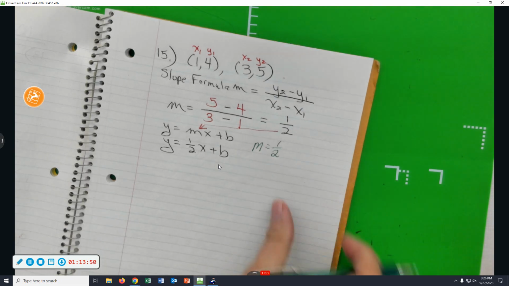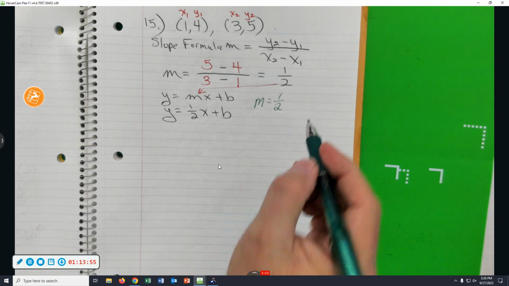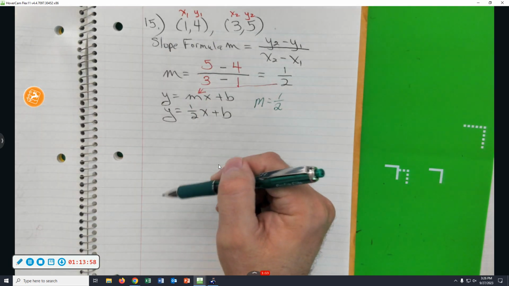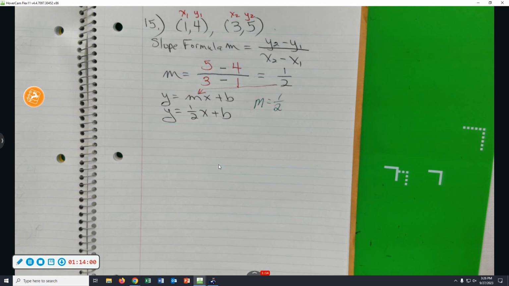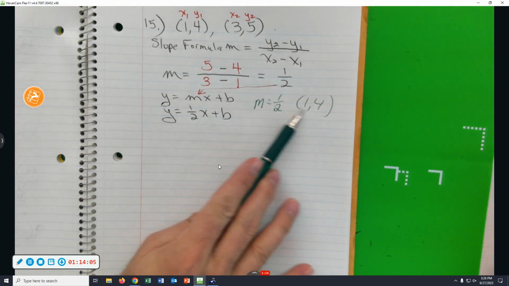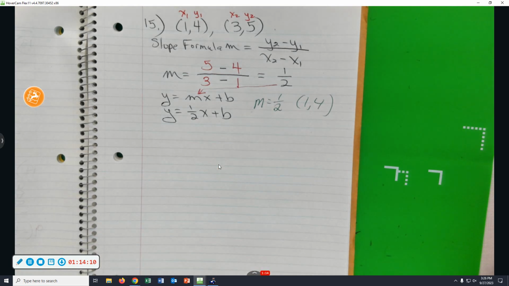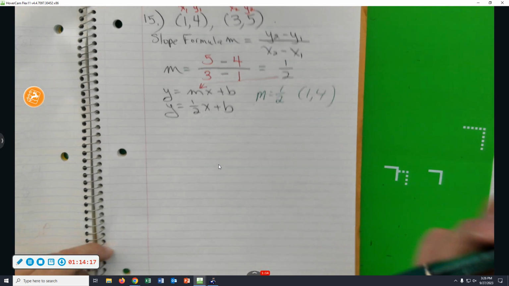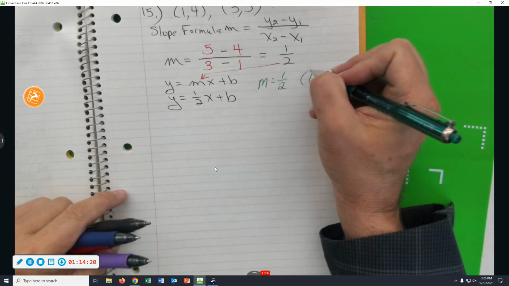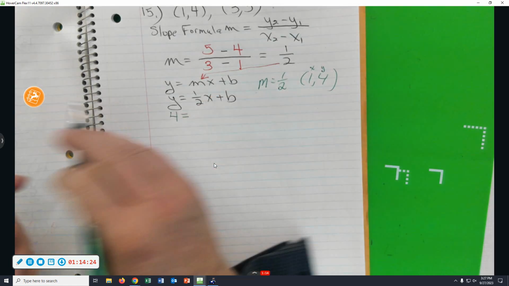You're doing it as if the problem were like number 14, if it said m is 1/2. Now you've got to choose one of these pairs. Which one do you want to use? Makes no difference. 1, 4. So pretend this is the problem. There's your m, there's your ordered pair. It's like number 14 and number 13. There's my x, there's my y. So I'll plug in 4 for y.